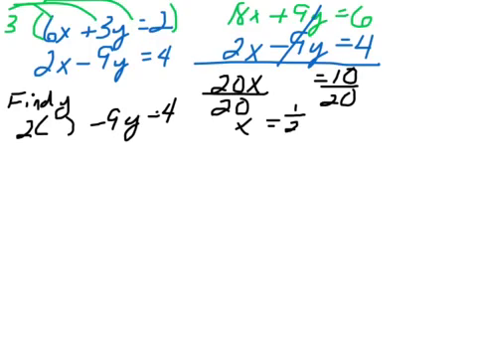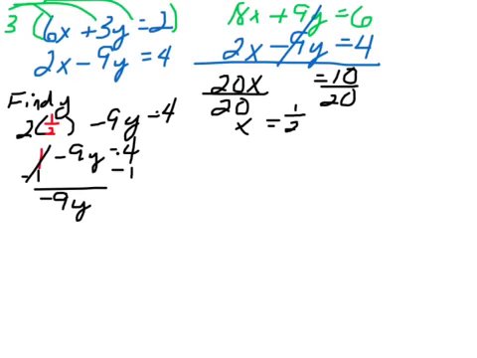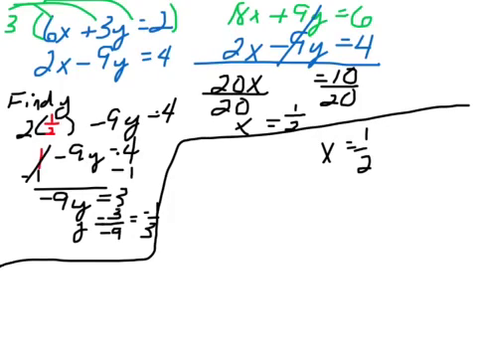The reason I did is if I plug in this x as a half, 2 times a half is 1, minus 9y is 4, and if I subtract 1 from each side, I get minus 9y equals 3, because 4 minus 1 is 3, so y equals 3 divided by negative 9, which reduces to negative 1/3. So we have x equals 1/2, and y equals negative 1/3. I know I wrote those in kind of reverse order, but oh well.